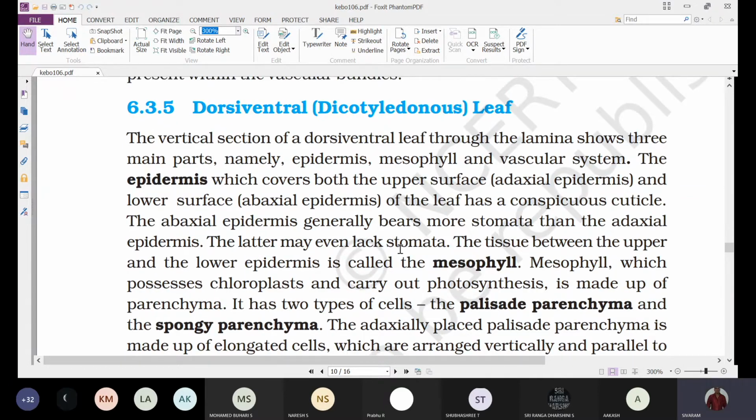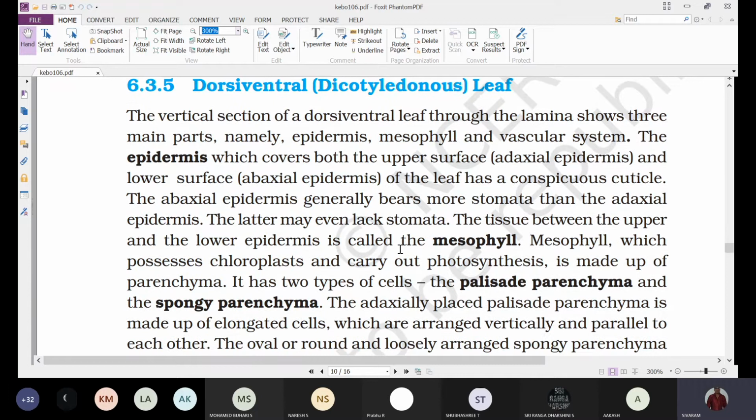And next coming to the leaf. That is a dicotyledonous leaf, or we can say it is a dorsiventral leaf, because in dicotyledonous plants we can clearly differentiate the dorsal surface from the ventral surface. Usually the dorsal surface is dark green in color, whereas the ventral surface is light green in color.